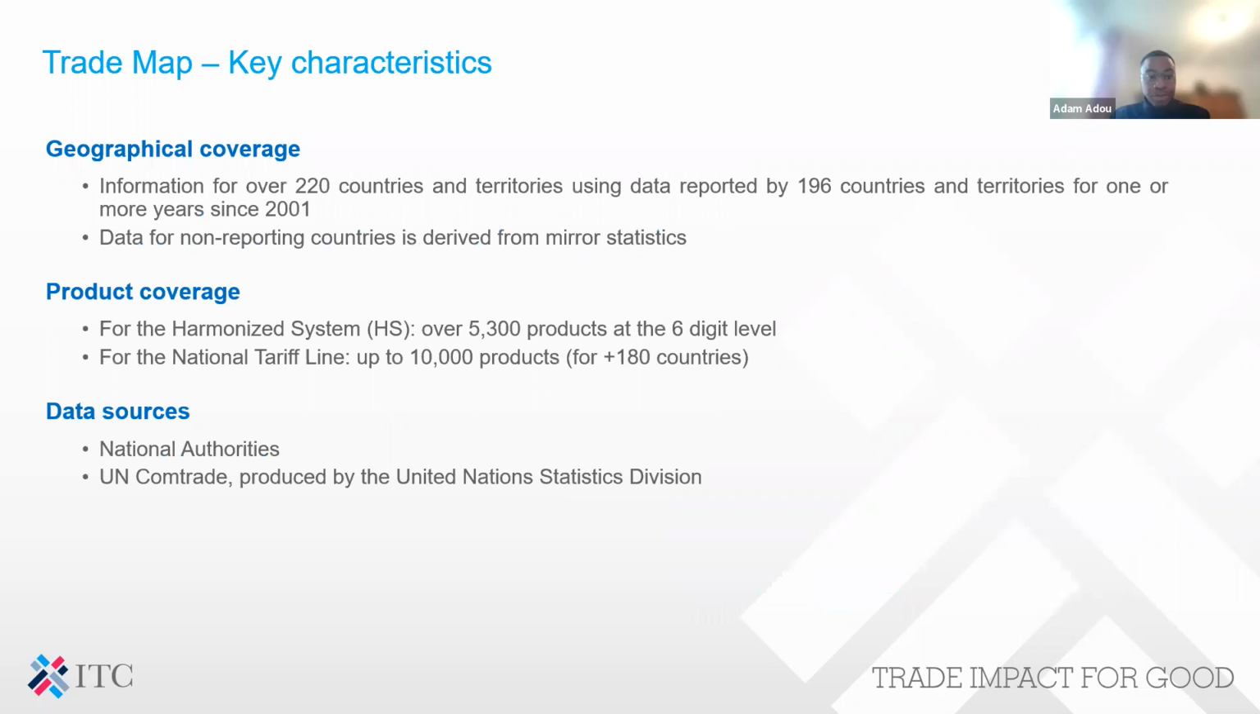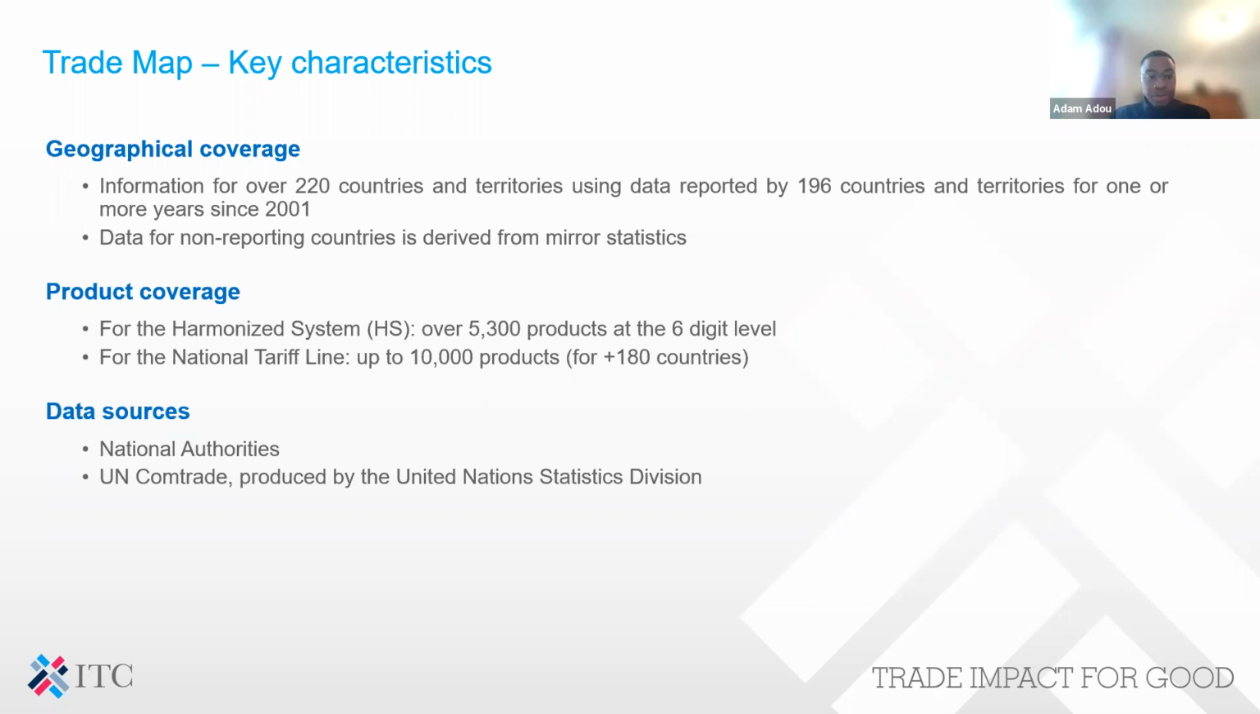Key characteristics of TradeMap. As with Export Potential Map, let's see the key characteristics. TradeMap covers more than 220 countries and territories. We have data coming from reporting countries and some data computed thanks to reporting countries for the specific non-reporting countries. This is the difference between direct data we collect and mirror data, something we're going to see later.